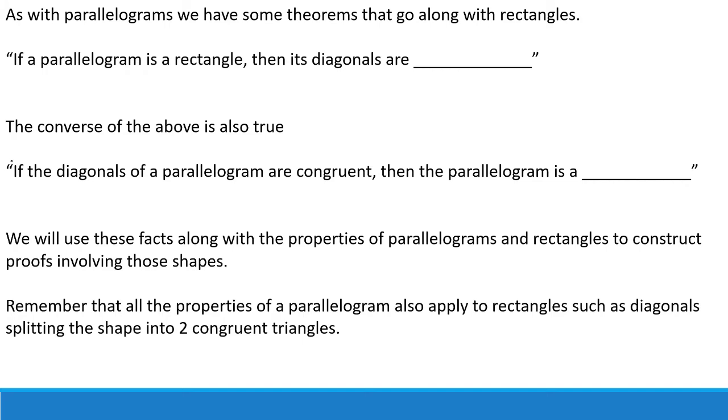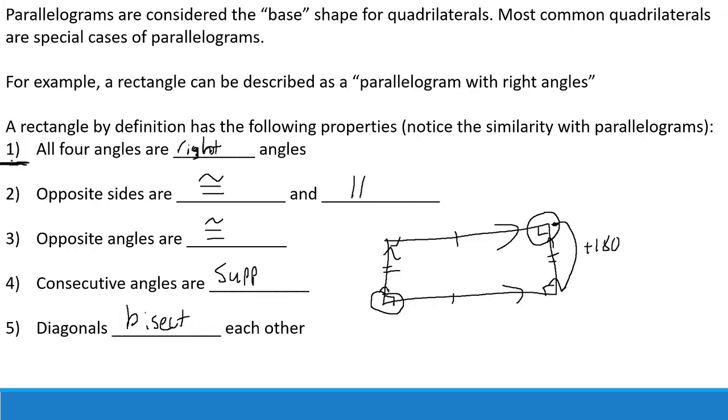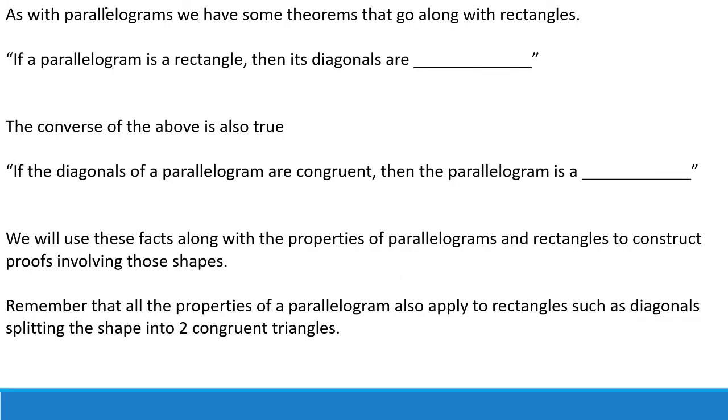Now, a rectangle has a special property too. In a rectangle, the diagonals are also congruent to each other. So in a rectangle, this diagonal right here that I just drew is going to be congruent to this diagonal right here. So these two diagonals are going to be the same length. Now the converse is also true. If you have a parallelogram and you can prove that the diagonals are congruent, then you can say that the parallelogram is a rectangle.